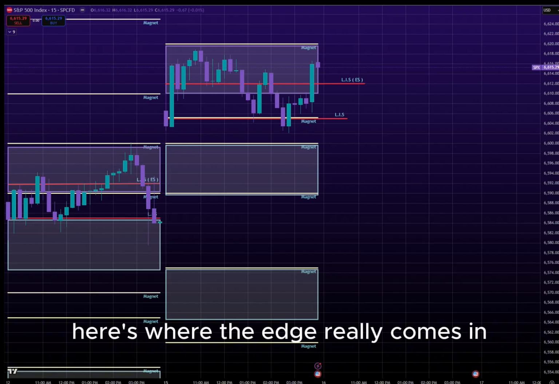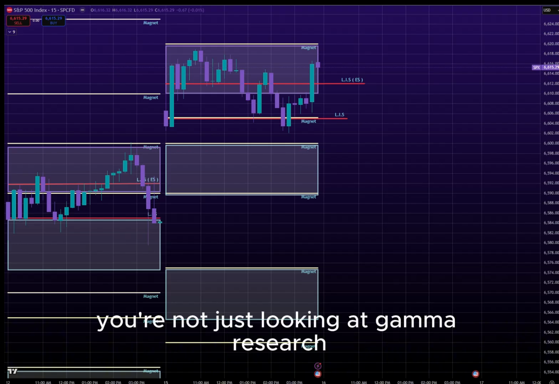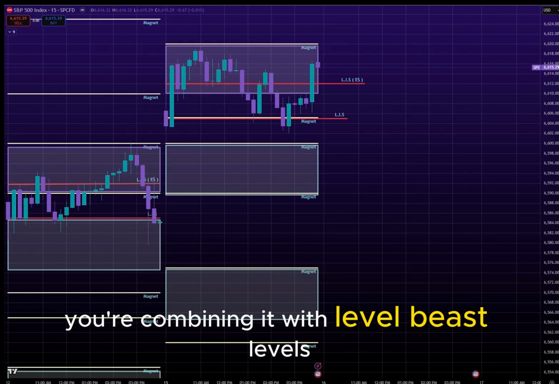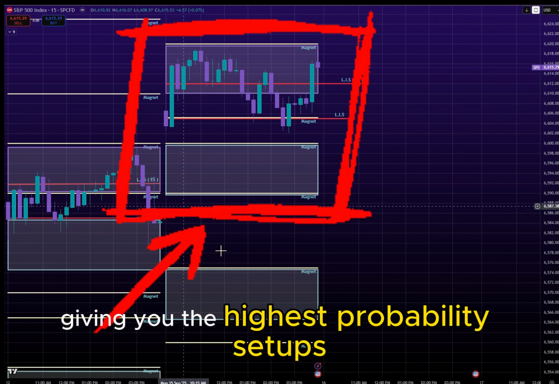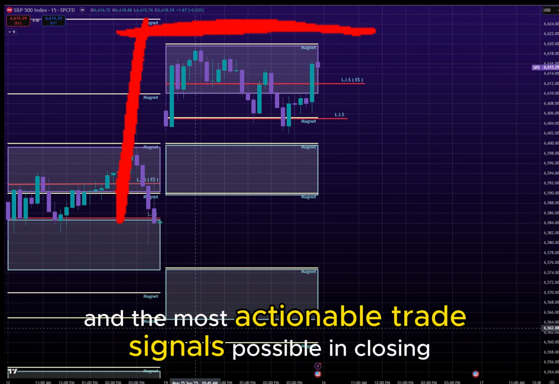Here's where the edge really comes in. You're not just looking at gamma research. You're combining it with Level Beast levels, magnet levels, and variance zones, giving you the highest probability setups and the most actionable trade signals possible.